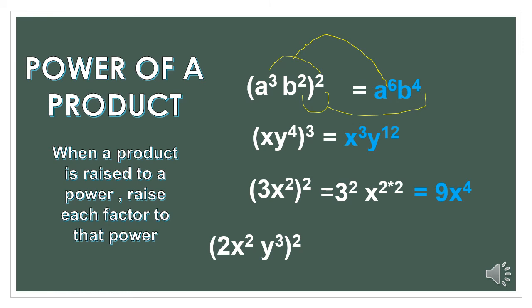Next, we have quantity 2x squared y cubed raised to the 2nd power. So we have 3 factors here. So each factor will be raised by the 2nd power. So we have 2 squared, then x raised to 2 times 2, and y raised to 3 times 2. That will give us 4x to the 4th power, y to the 6th power.